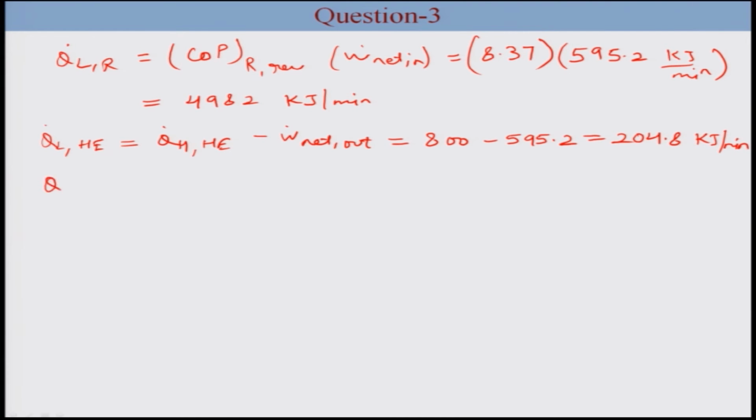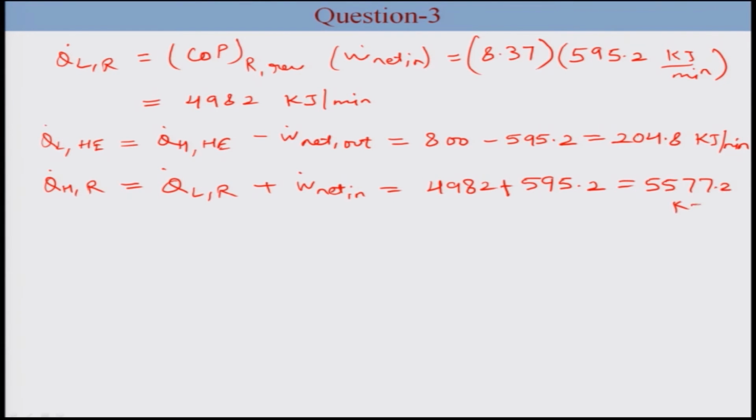And from the refrigerator, Q dot H of the refrigerator is equal to Q dot L plus the work, which is given as input. So this is equal to 4982 plus 595.2, which is equal to 5577.2 kilojoule per minute.